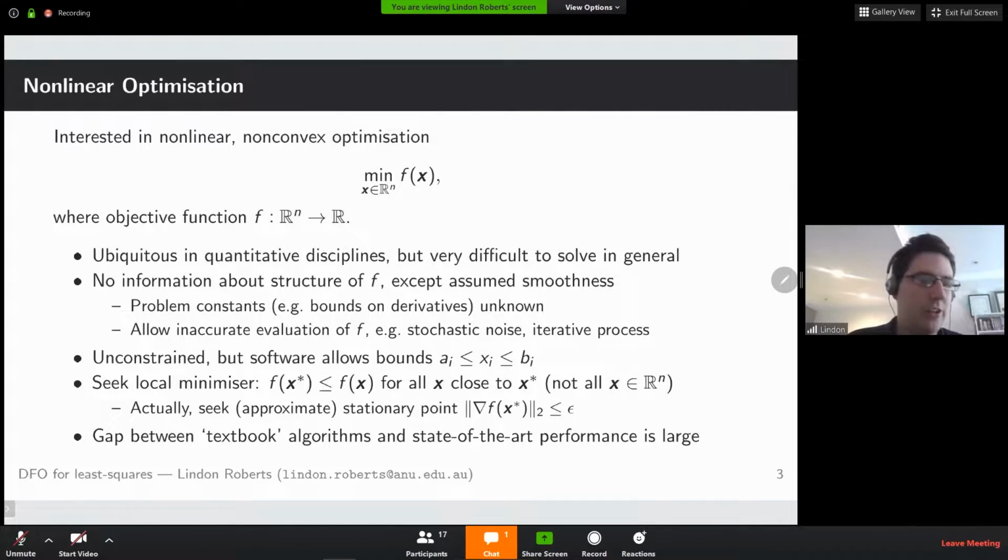I'm only going to talk about unconstrained optimization because this is the first case that we really want to be able to solve well before we tackle the trickier problem of constraints. But in all the software implementations, we just allow simple bound constraints on the variables.